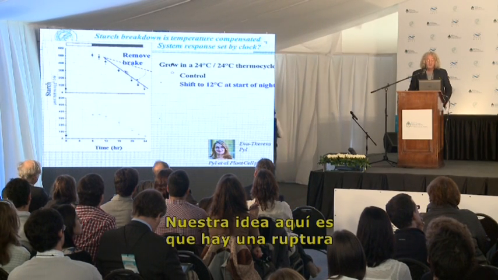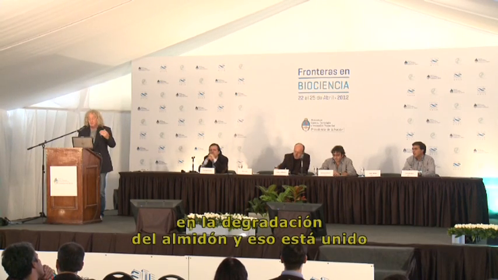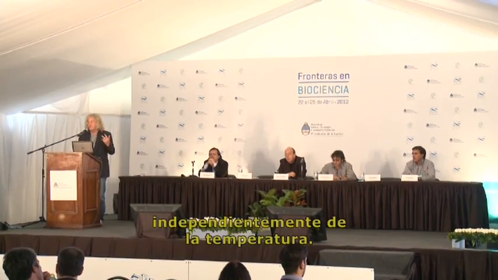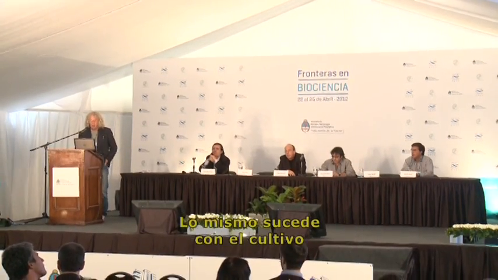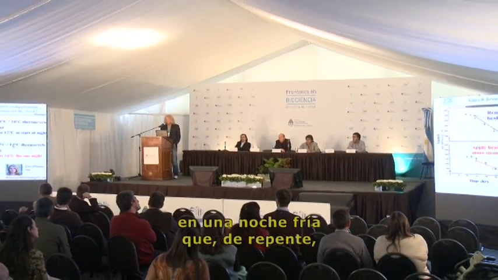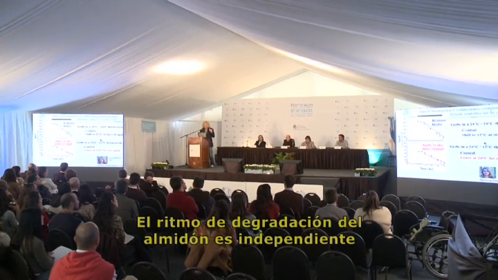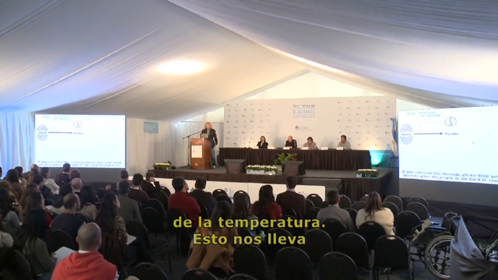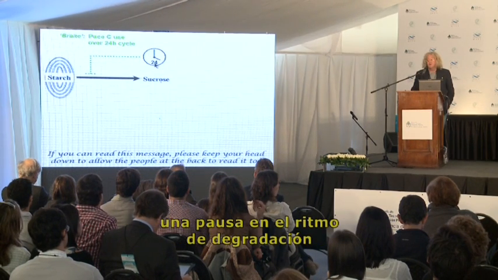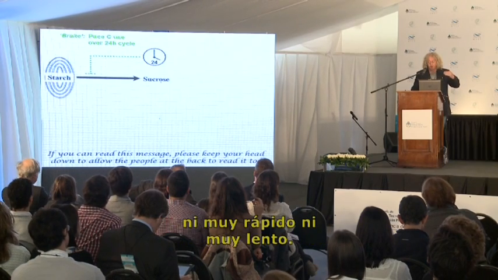So our idea here is that there's basically a brake on the starch breakdown, and it's being tied to this rate, which will get it to run out at the end of the night, irrespective of the temperature. And you won't see it at the back, but exactly the same thing happens if you grow them in a cold night and then suddenly warm it up at the beginning of night. Rate of starch breakdown is independent of the temperature. So this leads to the following concept, that we have the clock putting a brake on the rate of starch breakdown to make it last to the end of the night, not too fast, not too slow.